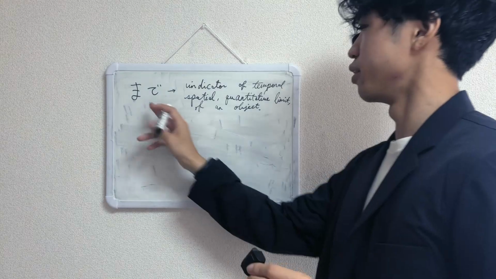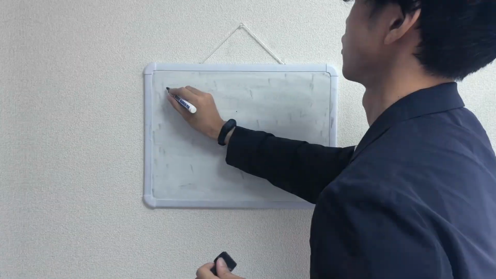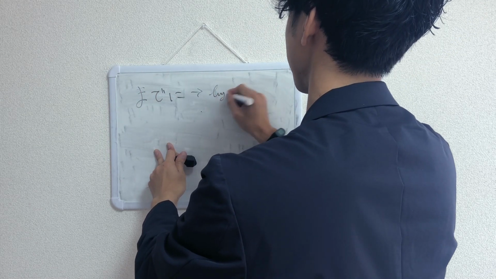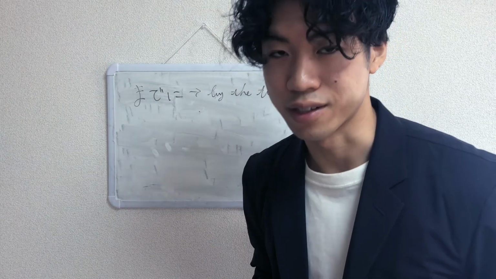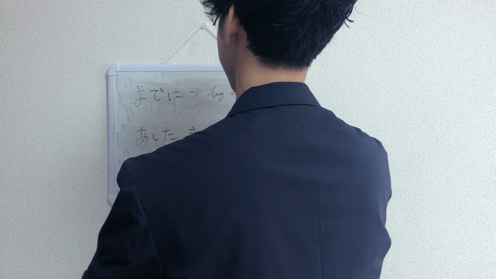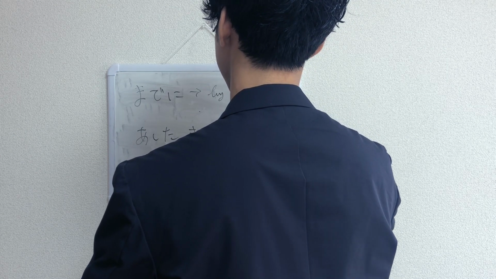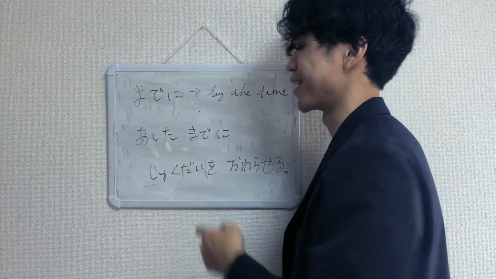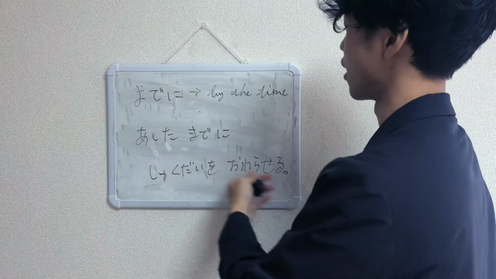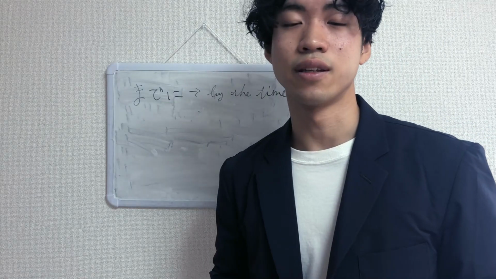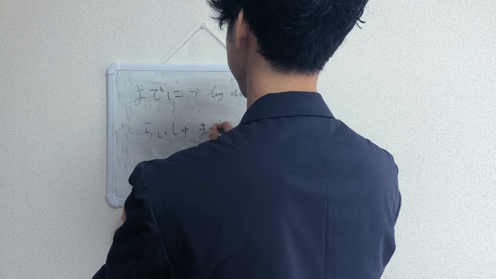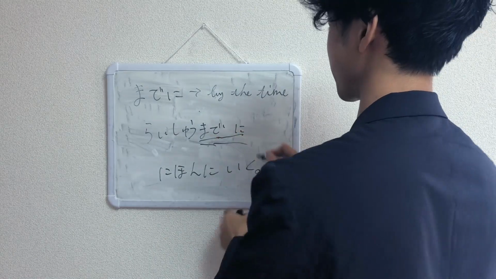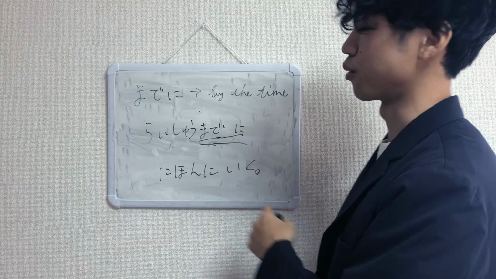That is まで. But if you add までに, it's a completely different word. までに means by the time, like a due date. 明日までに宿題を終わらせる。明日, tomorrow, までに, by, 宿題を, homework, 終わらせる, finish. I will finish homework by tomorrow. 来週までに日本に行く。来週, next week, までに, by next week. 日本に行く, go to Japan. I will go to Japan by next week.